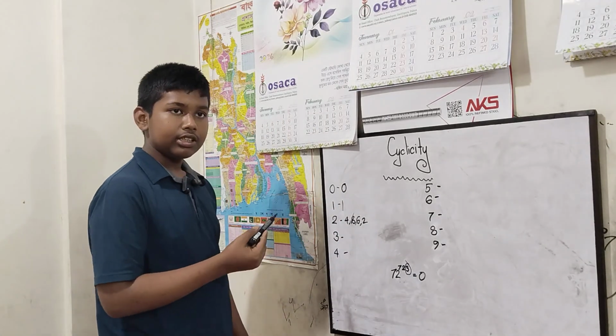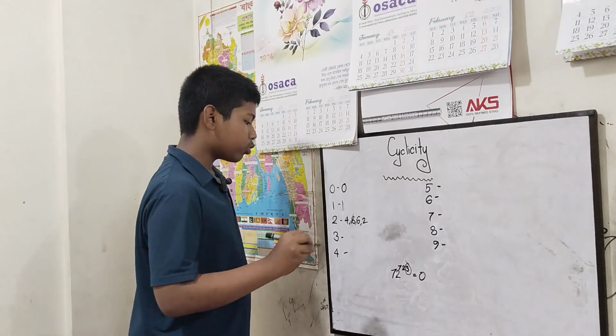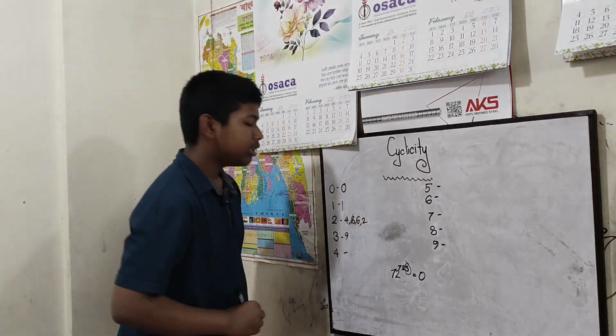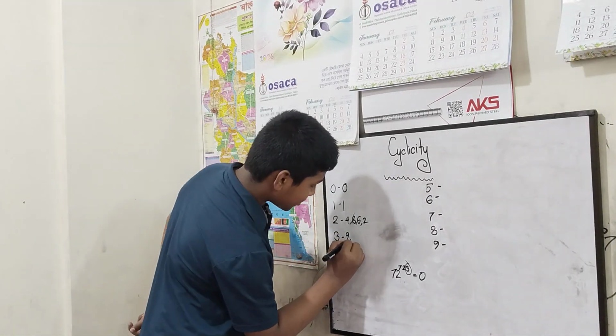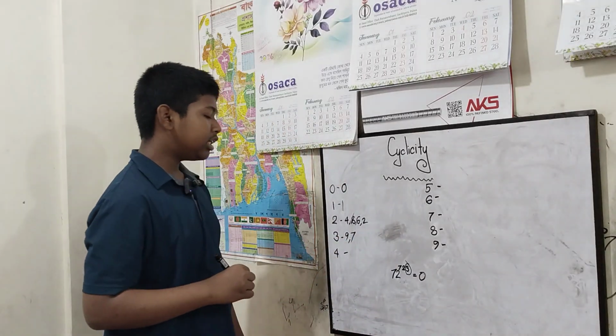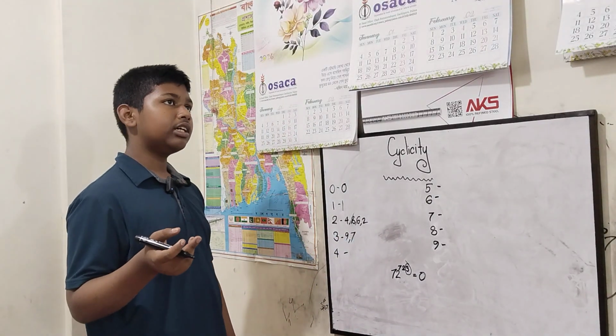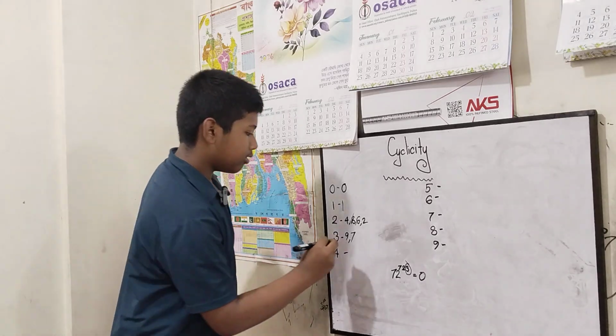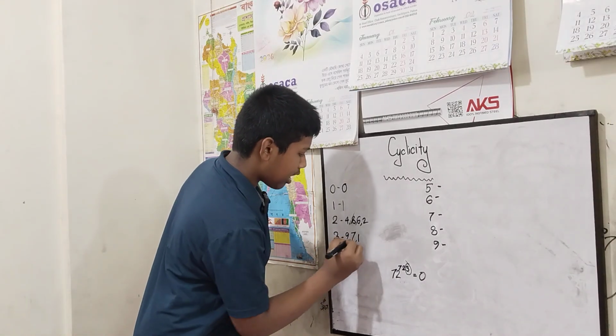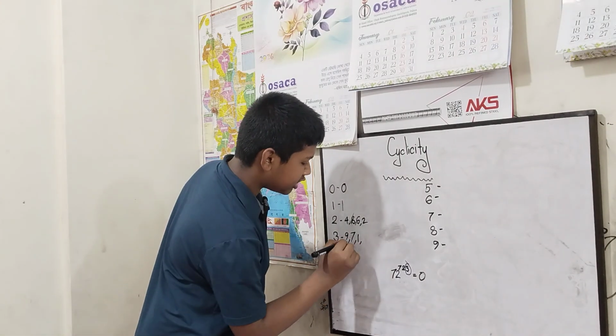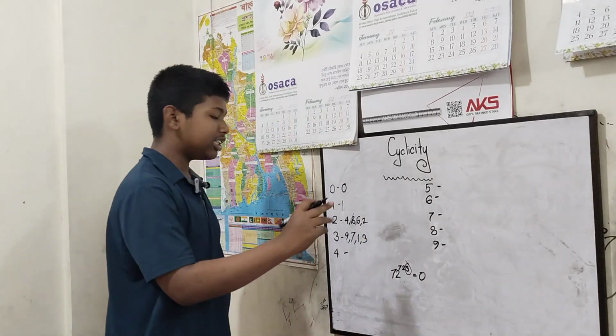Now 3 is not really much different. 3 square is 9, 3 cube is 27, which is 7, 3 to the power 4 is 81, which is 1, and 3 to the power 5 is 3 again, and it repeats.